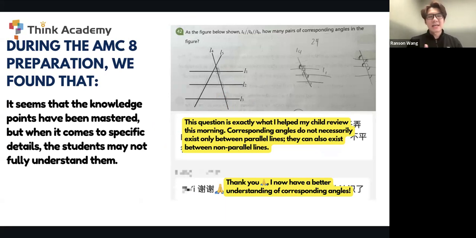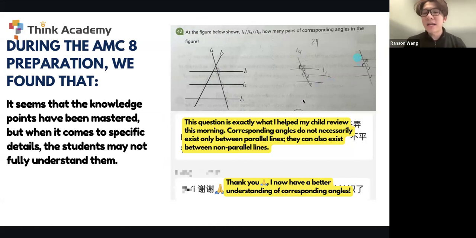The first thing is that it seems all of the knowledge points have been mastered. This happens to a lot of our long-term students. They think they've mastered all of the knowledge points and they're good to go and ready. But when it comes to specific details or the practice problems, the students may not fully understand them, which may cause some wrong answers or mistakes in the problem.